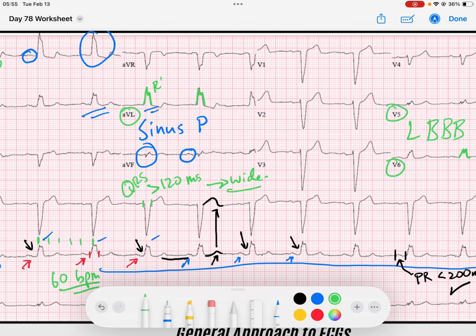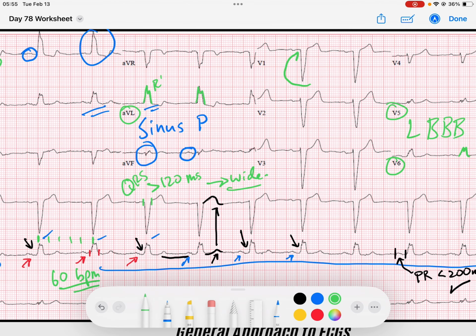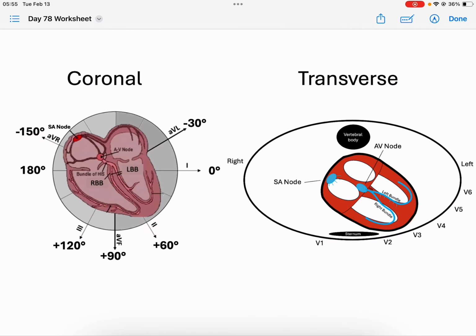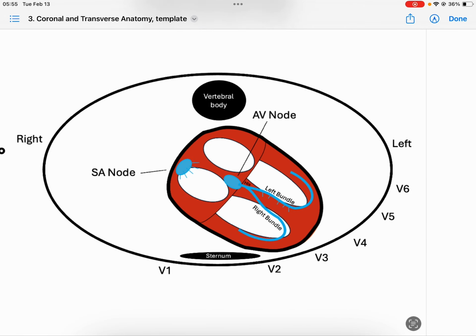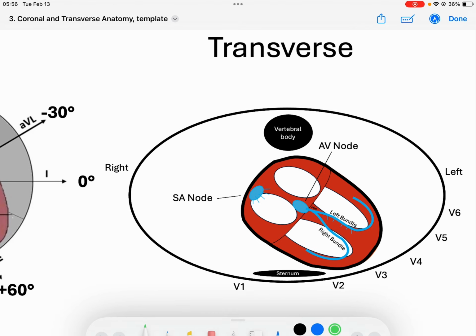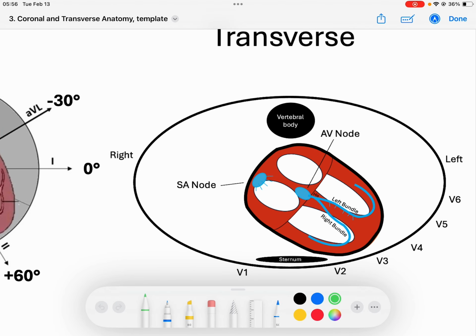We also have in left bundles, we lose this R wave. We have loss of the septal R wave. Let's briefly talk about that. So the left bundle, if you look here at our transverse axis, you'll notice we've got our limb leads, our precordial leads.